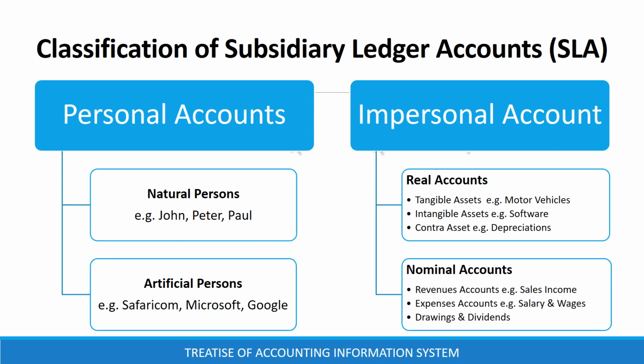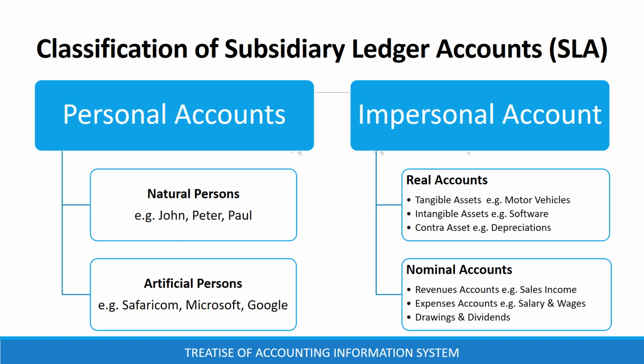Subsidiary ledger accounts can be broadly classified into two, that is, personal accounts and impersonal accounts. Personal accounts comprises of natural persons, that is, individuals such as John, Peter, Paul, and artificial persons, that is, organizations such as Safaricom, Microsoft, Google. Impersonal accounts comprises of real accounts and nominal accounts.